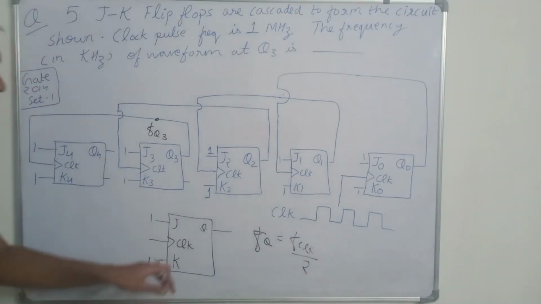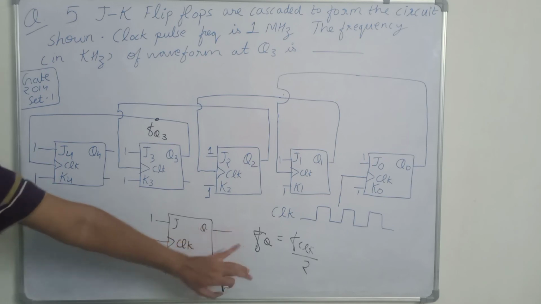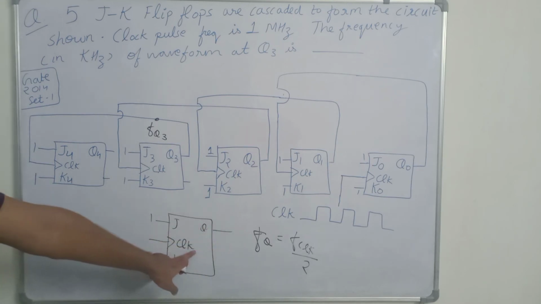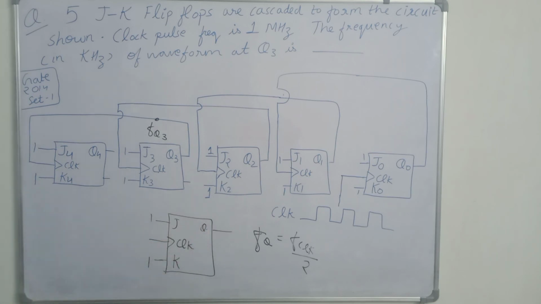So if the clock frequency is 2 kilohertz, then the output frequency will be 1 kilohertz. If the frequency of the clock is 4 kilohertz, then the frequency of this output will be equal to 2 kilohertz. So if both J and K are connected to 1, then such JK flip-flops act as divide by 2 flip-flops.